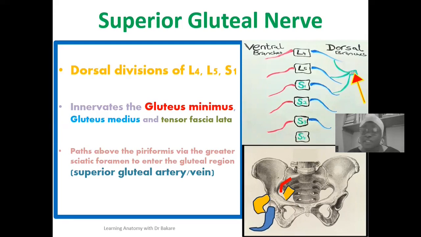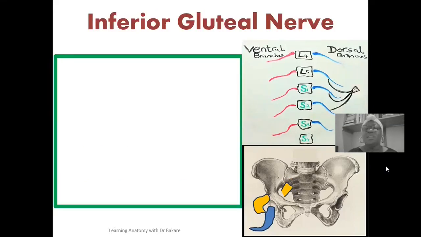Also along the path of this superior gluteal nerve, the superior gluteal artery and the superior gluteal vein are seen to run along with the superior gluteal nerve. We know that the superior gluteal artery is a branch of the internal iliac artery. So the second nerve is the inferior gluteal nerve.